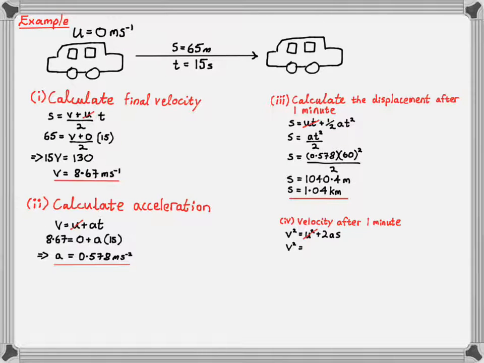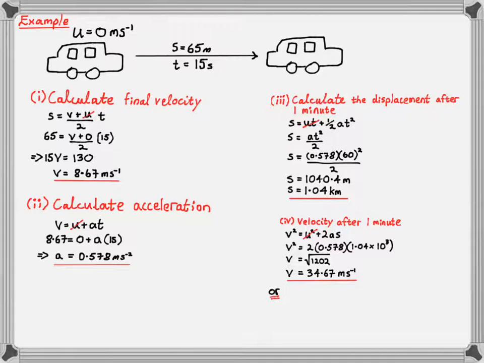So I'm going to say that u is equal to 0 meters per second because the car is starting from rest, and so my equation simplifies to 2as. I fill in my values, and I find that the velocity is equal to 34.67 meters per second.